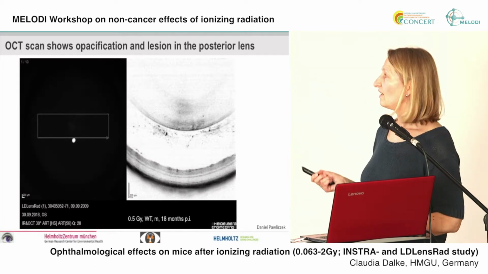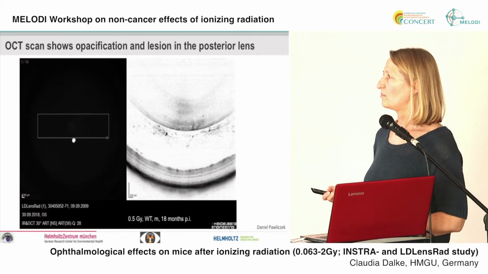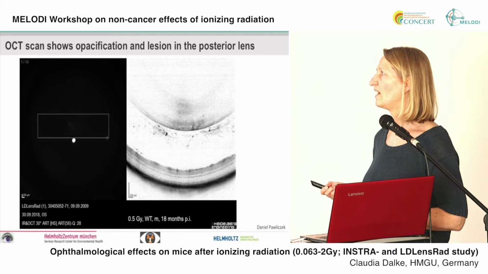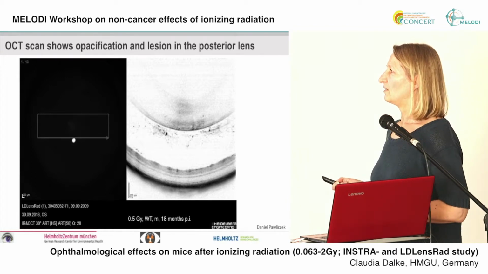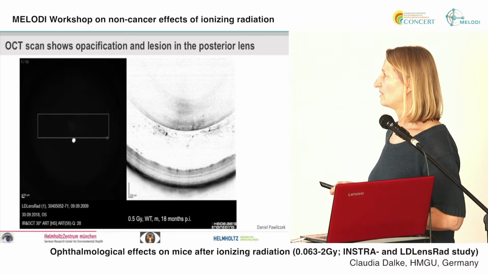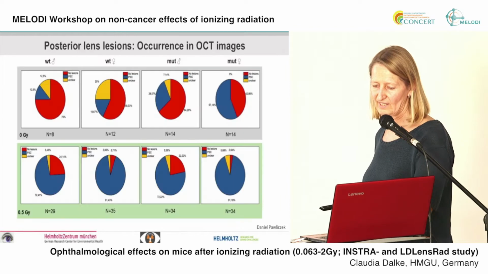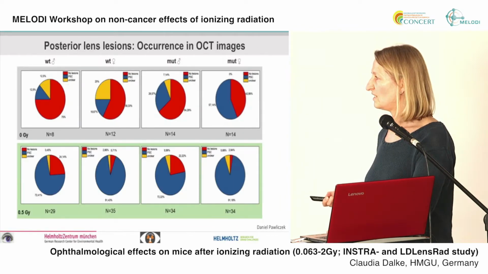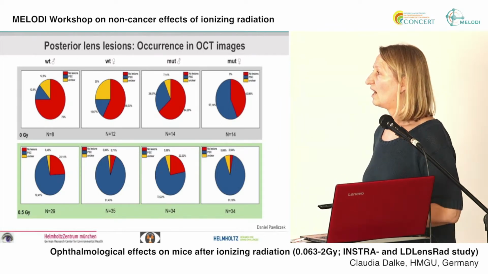And so you can even have some kind of virtual sections through the posterior part of the lens, as you see here. And here you see this part always pops up, so where it's clear and you have some kind of cataract. This is a mouse 18 months after irradiation.